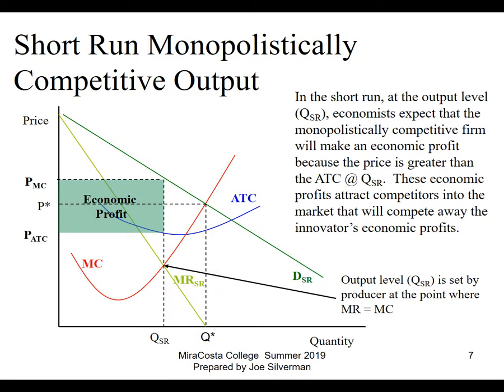Now, does the monopolistically competitive firm make an economic profit? The answer to that is it depends. We're going to assume that they do. We're going to assume that at the output level the monopolistically competitive firm has chosen, QSR, the average total cost is less than the price. So as a result, it's making a profit per unit of the difference between the price it charges and its average total cost at that price, times the number of units it sells. So we're going to assume that it makes an economic profit. Okay, this is the short run though.